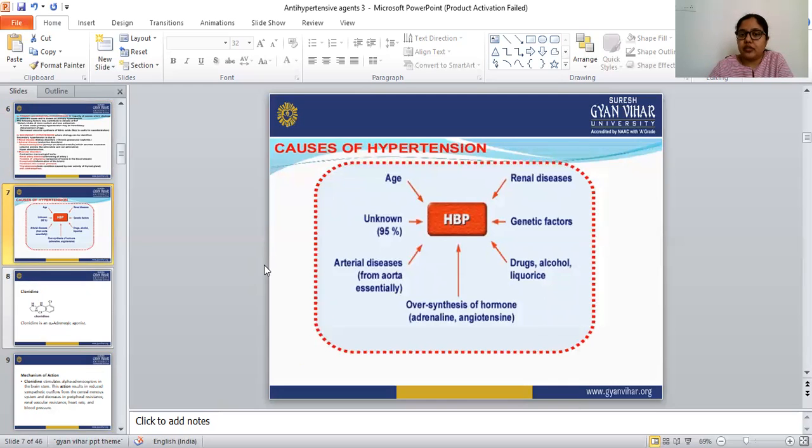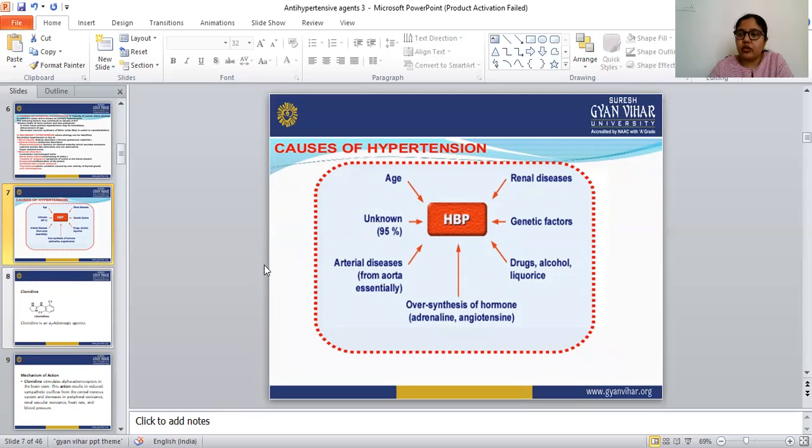Causes of the hypertension. One is age: as the age increases, there is a chance of hypertension. 95% of the cases are unknown. Next, arterial disease also causes the hypertension.